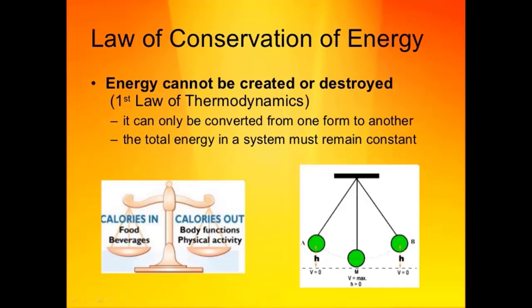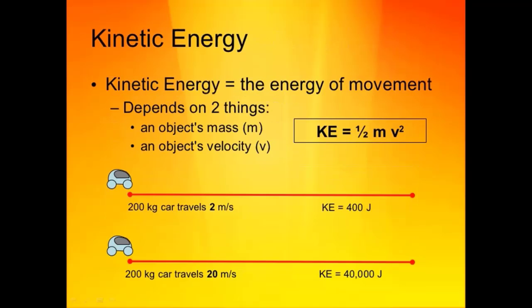Here, the law of conservation of energy. As I said, energy cannot be created or destroyed, according to the first law of thermodynamics. So it can only be converted from one form to another, and the total energy in a system must remain constant. Here you can see kinetic energy, the energy of movement. It depends on two things, an object's mass and an object's velocity, and it is given by the formula kinetic energy equals half mv squared. So here you can see different examples.